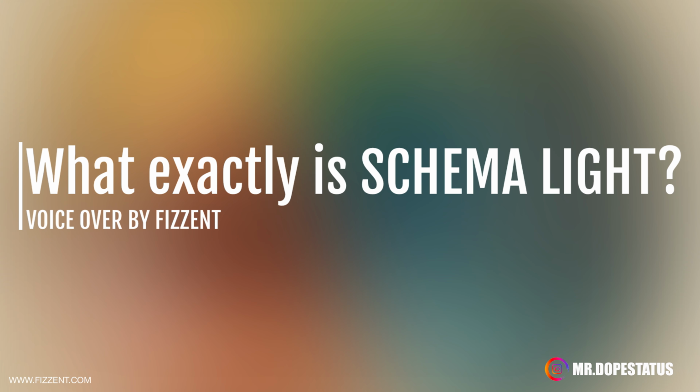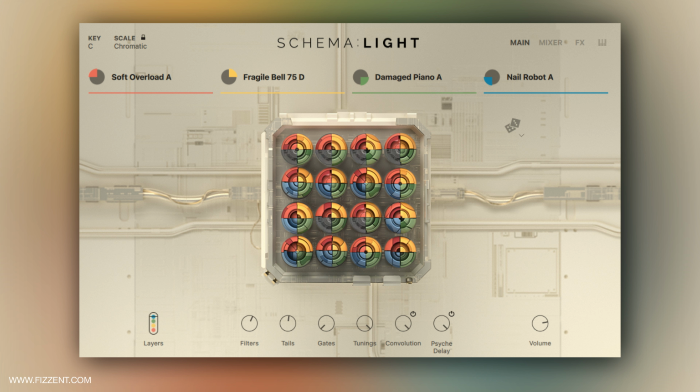What exactly is Schema Lite? Schema Lite is a multi-layer loop player. In each of the 4 independent tempo sync layers, a different loop is chopped into 16 slices. These slices can be played back in any order according to the chosen pattern, with individual fine-tuning for each step in the pattern. All 4 layers are stacked and played together in loop.